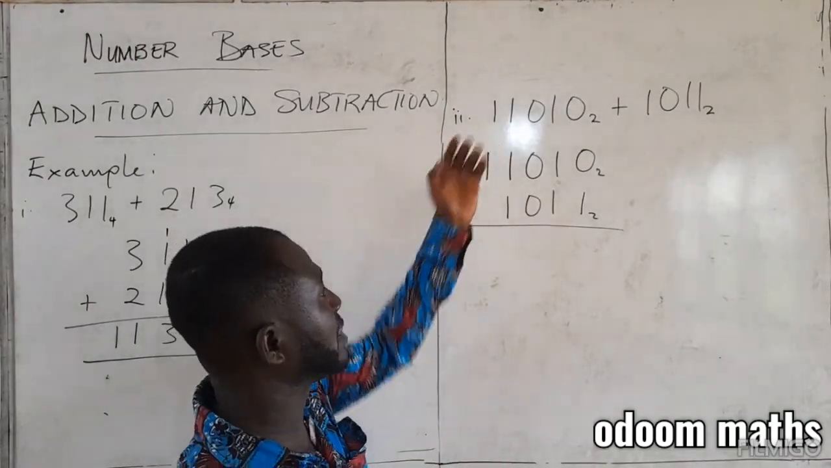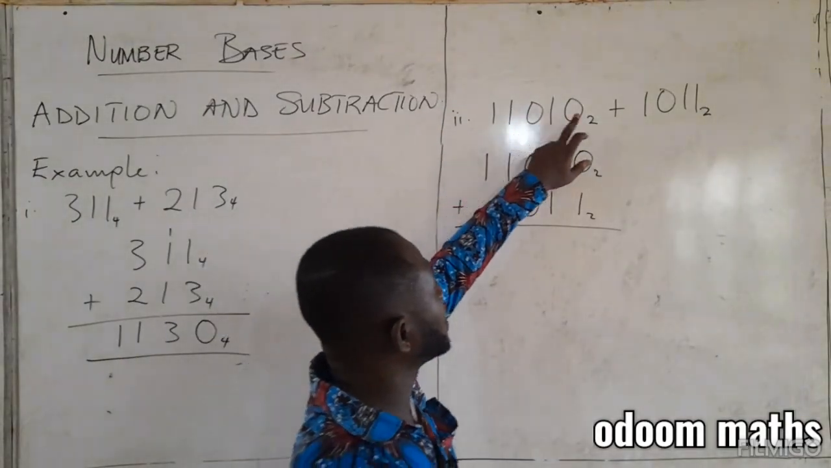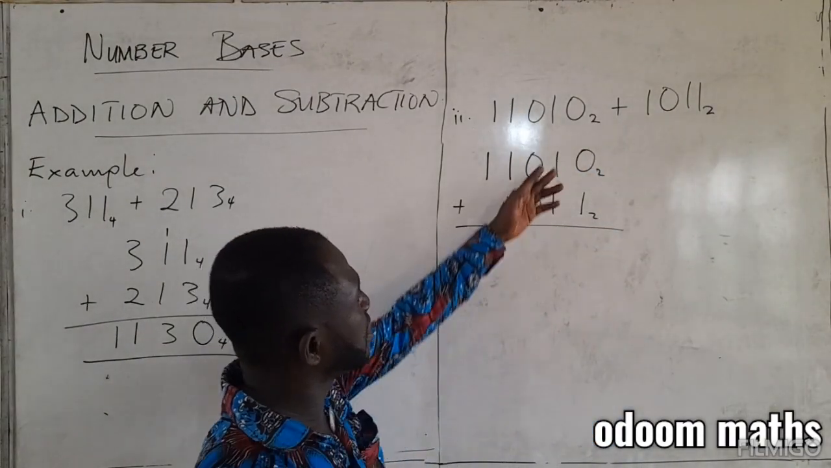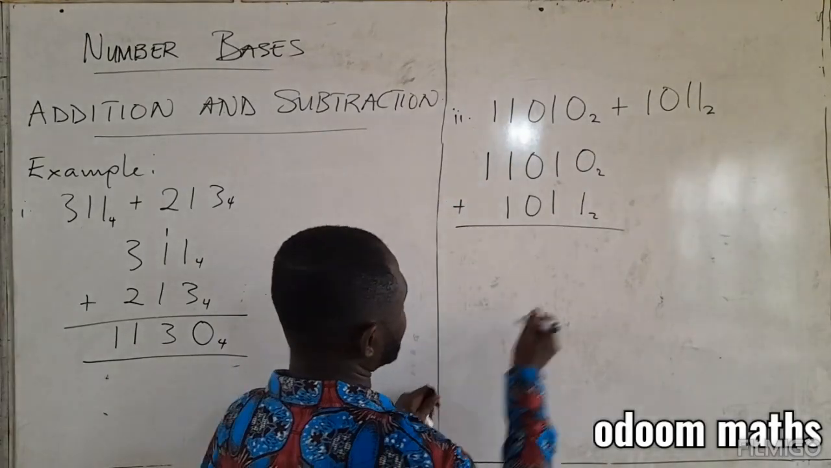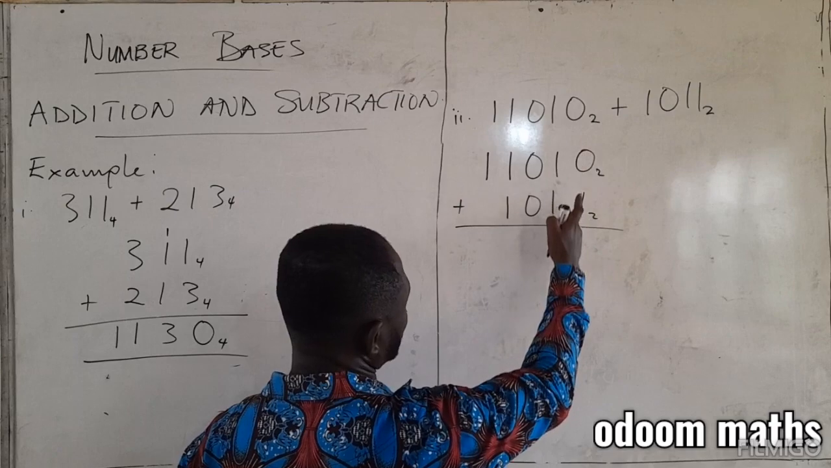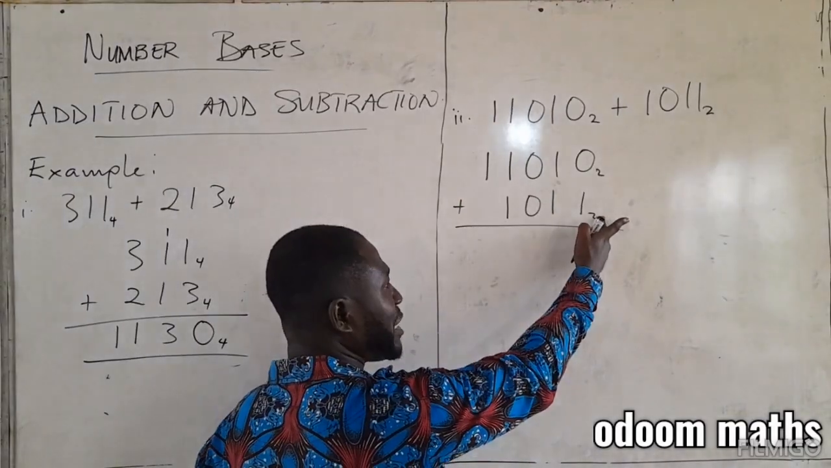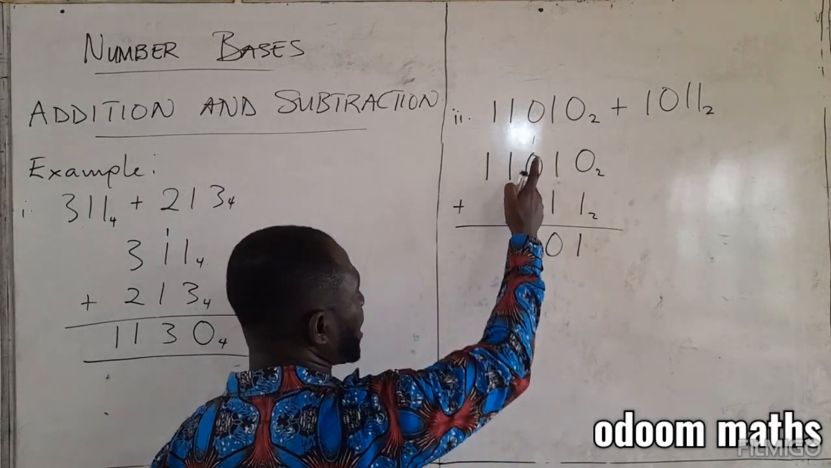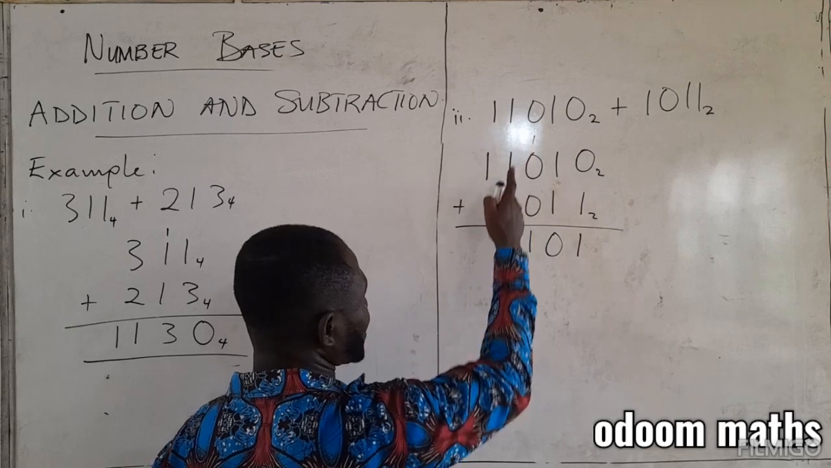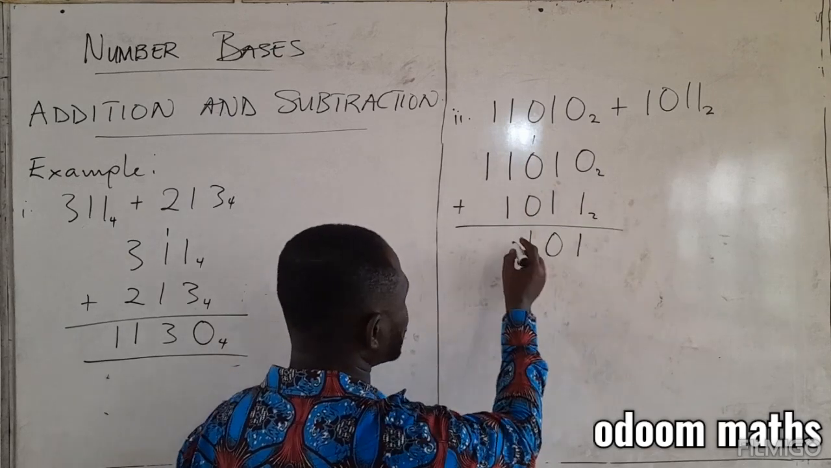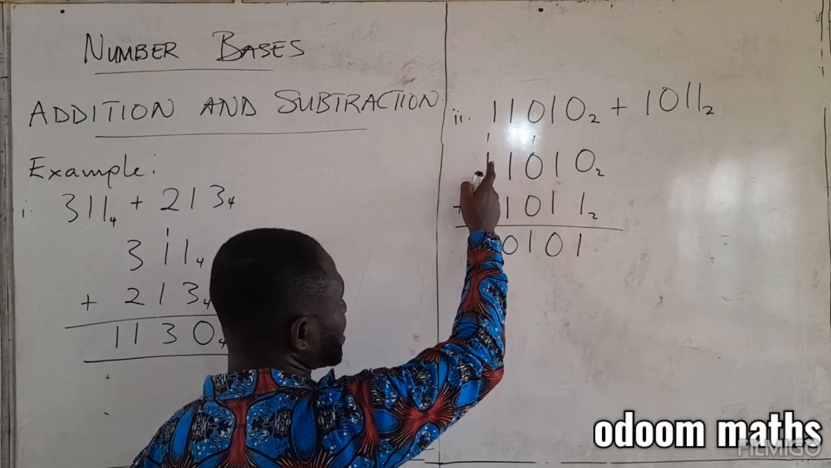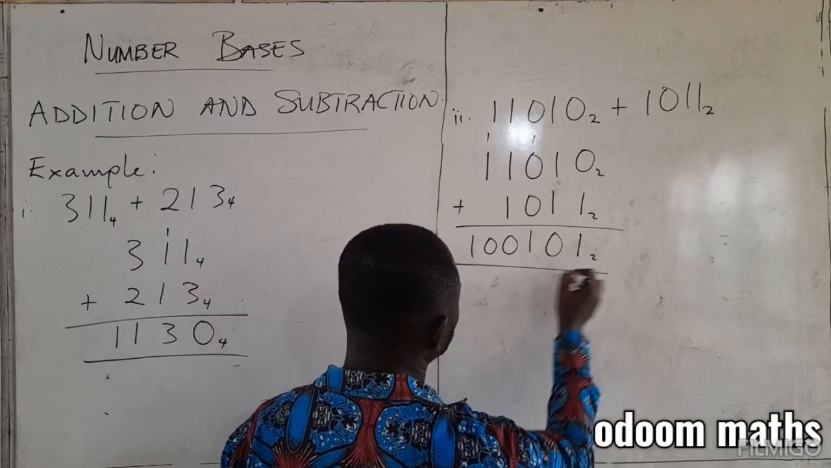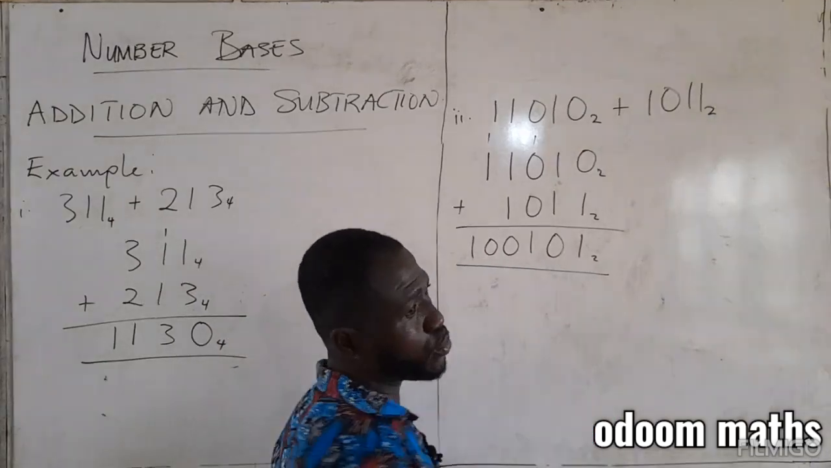So let's look at this second example. That is 11010 base 2 to be added to 1011 base 2. Okay, so let's add. 0 plus 1 is 1. 1 plus 1, we are working in base 2, so that is going to be 1, 0. But we don't need to write 1, 0. We need to write 0 carry 1. So 1 plus 0 is 1. Then 1 plus 1 is still 2, but we are working in base 2, so that is also 0 carry 1. And this is 0 carry 1 again.